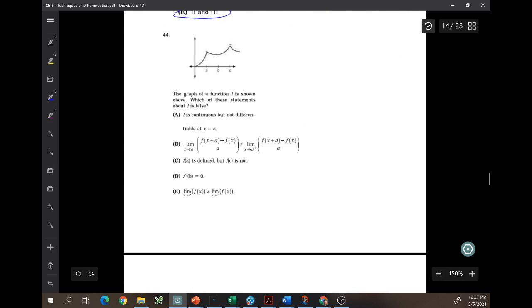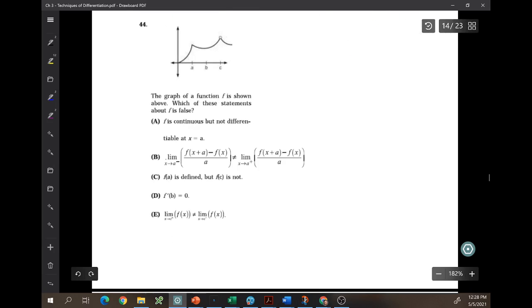All right, next one shows us a graph. And again, it says which statement is false. So f is continuous but not differentiable at a. That's true. It's making a kind of cusp. So that one's true. Then the limit as x approaches a from the left is equal to the limit as x approaches a from the right. And so this one is saying that basically, again, f is differentiable at x equals a. Right? Well, that's not true. We just said it wasn't. Now let's just check through the other ones.